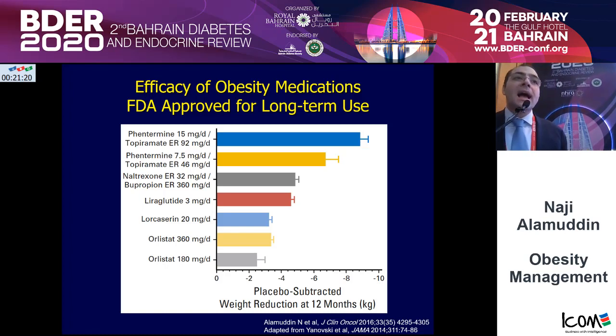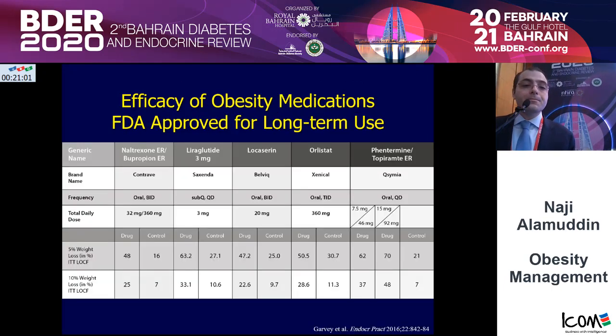Keep in mind, these are average weight losses. Individually, people respond very differently to these drugs. Someone might respond to lorcaserin, but not to phentermine. It's the same idea that I mentioned earlier with diets. If one doesn't work, you can try something else. Hopefully in the future, with pharmacogenetics, we'll be able to predict who responds to what drug.